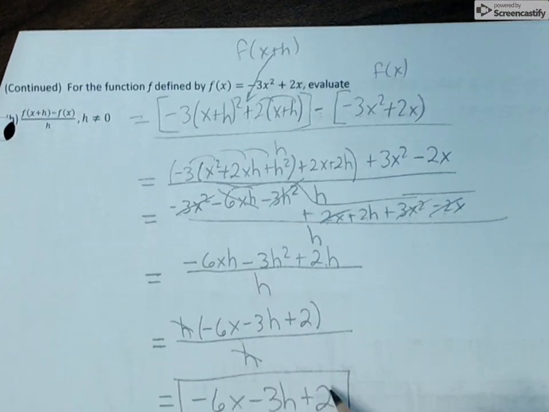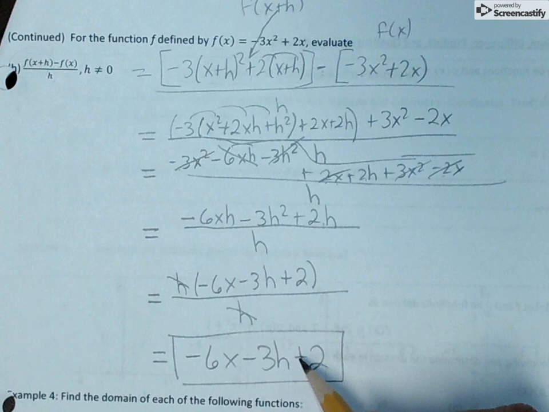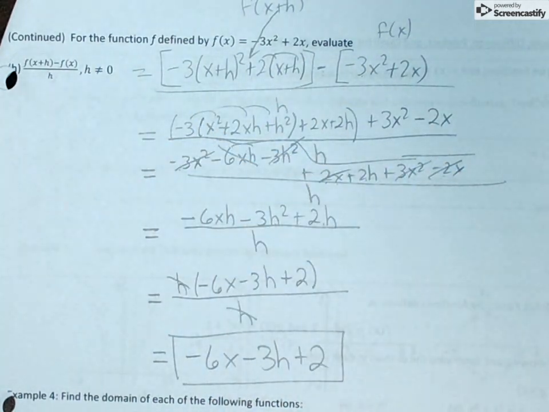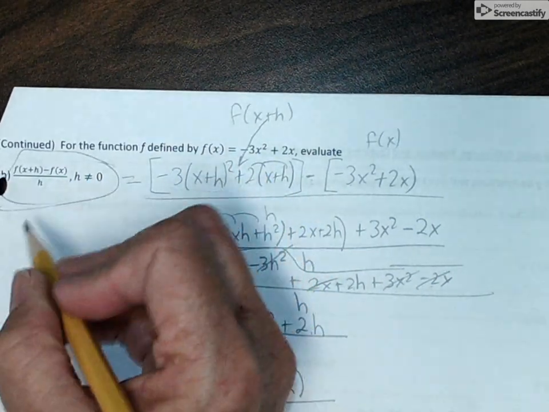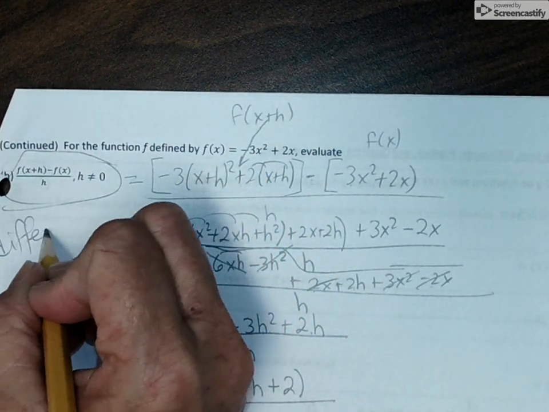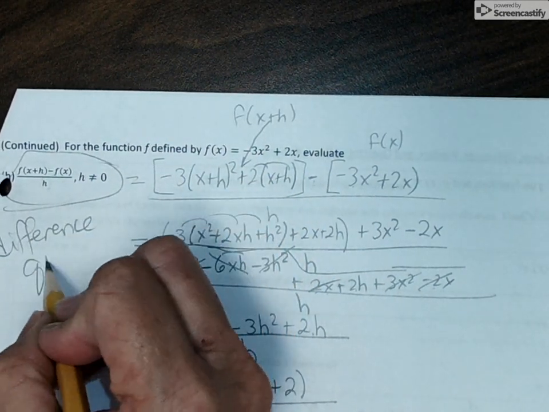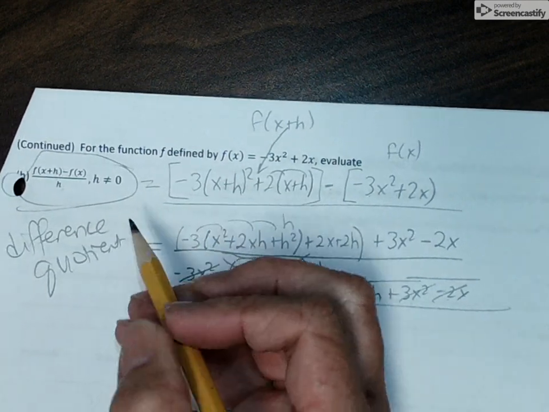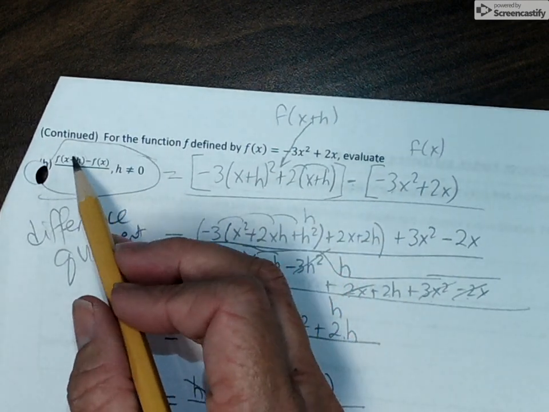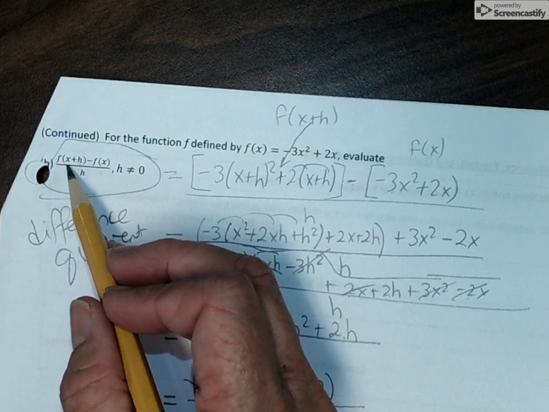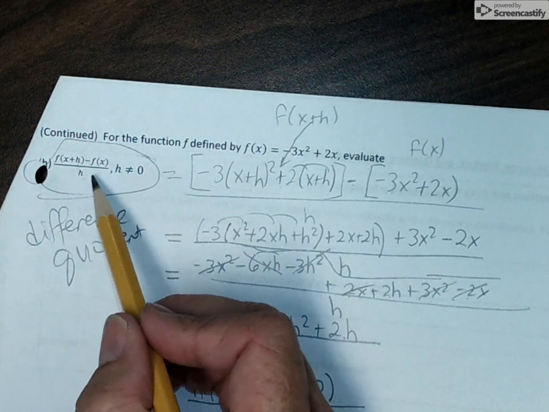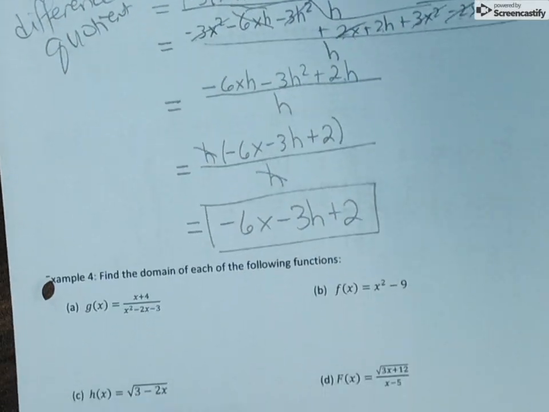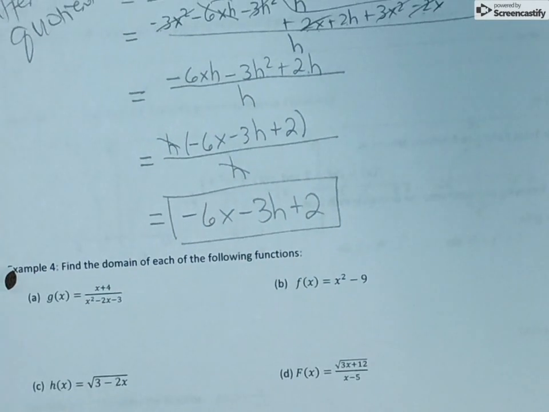That is what's called the difference quotient of x plus h. And again, you might just want to write a note. This may be referenced in calculus. So this is the difference quotient. Anytime you want to see the difference in a function when you add a certain amount, you do f of x plus h minus f of x divided by h. Okay, let's take a look and figure out the domains of these guys.